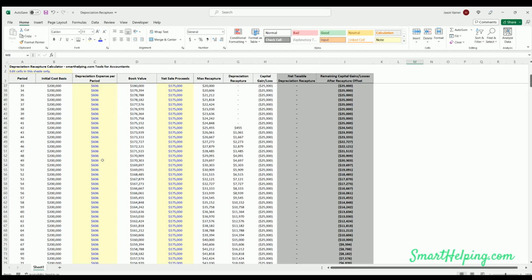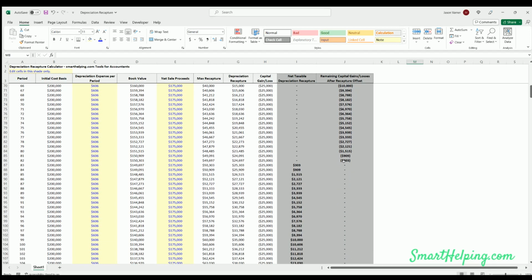And as you go down, let's say you sold it at some point further down for 175,000. Now look, you can see this recapture is just offsetting the loss on the capital gain, and the loss that you can take is starting to go down and down and down. Now, what happens when the depreciation recapture is greater than this loss? Well, it's now fully offset.